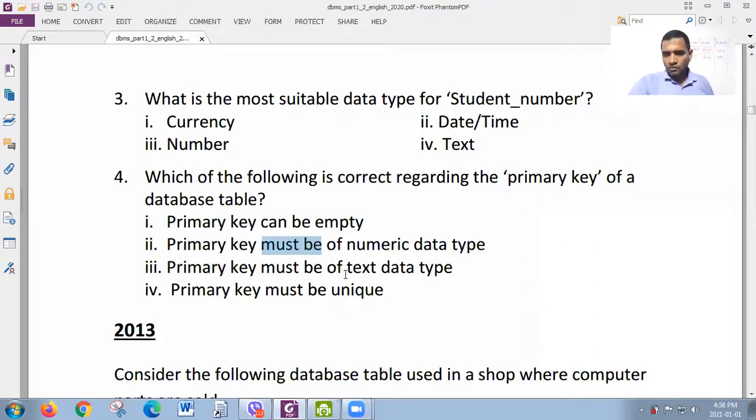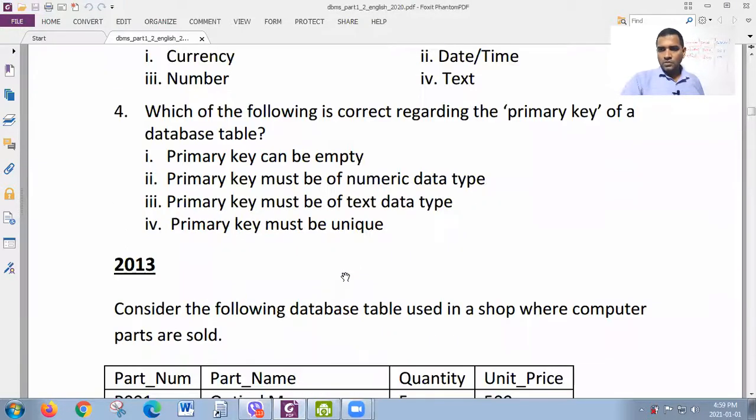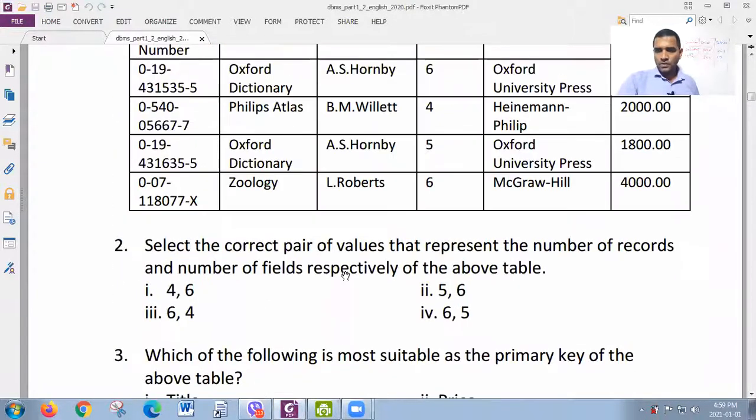Primary key must be of text data type. That is also wrong. Primary key can be text data type, and it can be numerical, but saying it must be of text data type is wrong. It can be a number, and it can even be a date. So it is wrong. Primary key must be unique. Yes, that is the answer. Primary key must be unique. At the same time, it must have data, right? Not null. So the fourth answer. All right. So let's go back again. 2011.